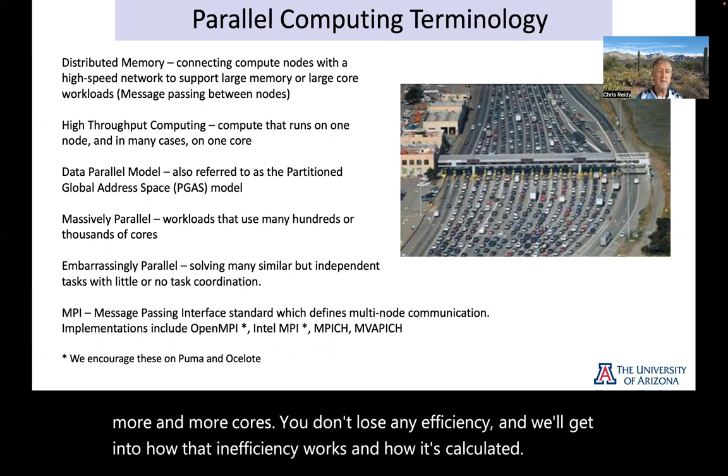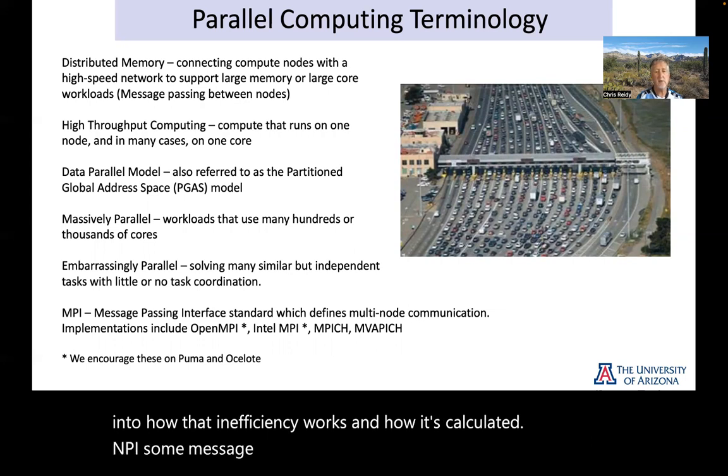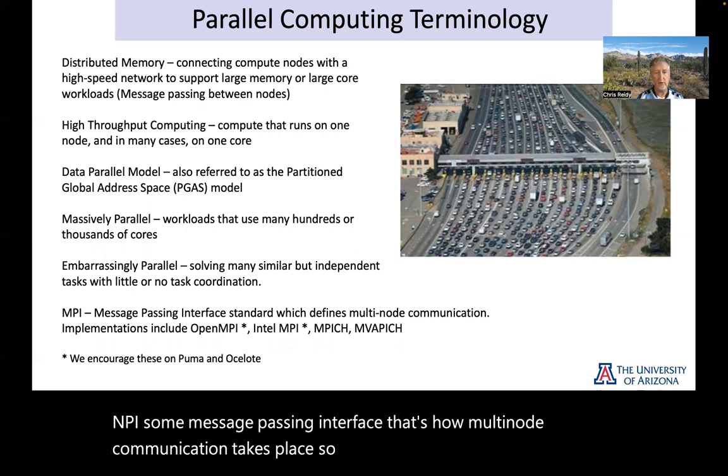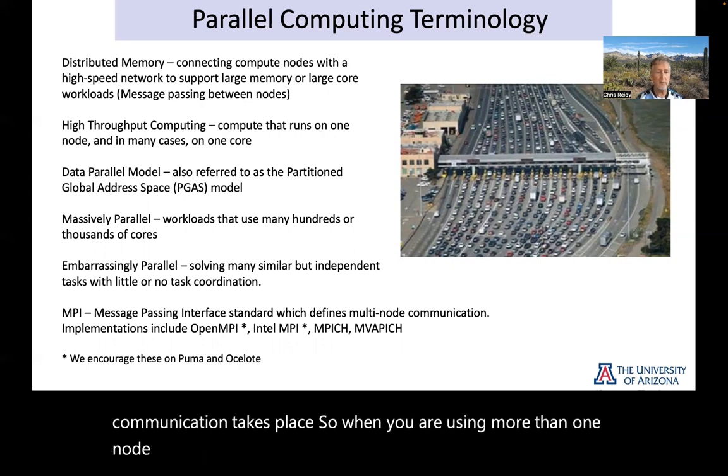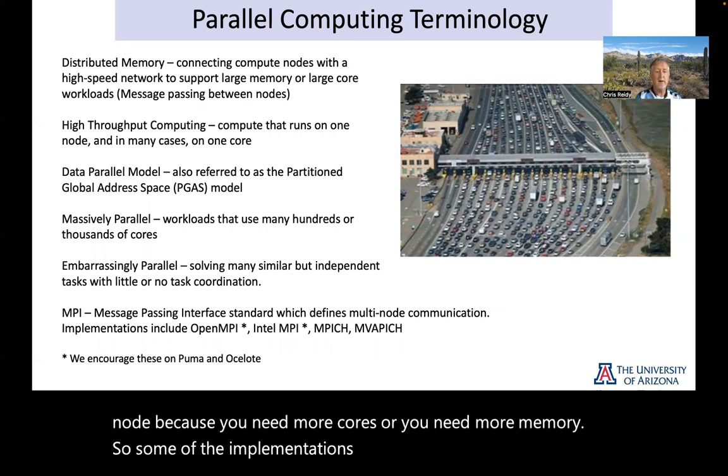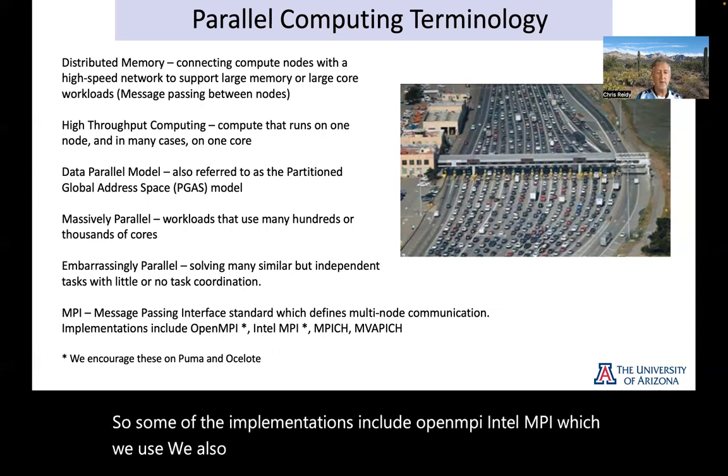MPI, so message passing interface, that's how multi-node communication takes place. So when you are using more than one node because you need more cores or you need more memory. Some of the implementations include OpenMPI, Intel MPI, which we use. We also have MPICH and MVAPICH, but those are not used so very much, at least by us.